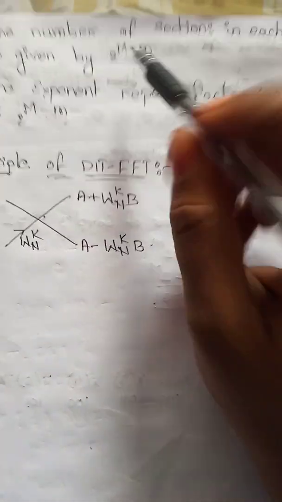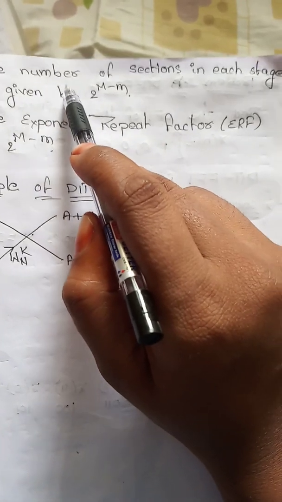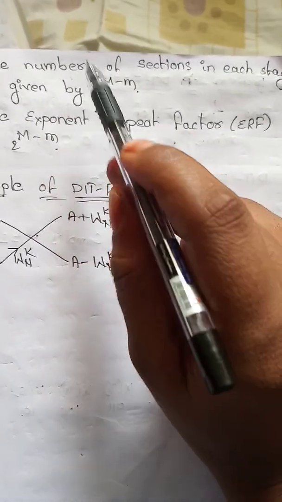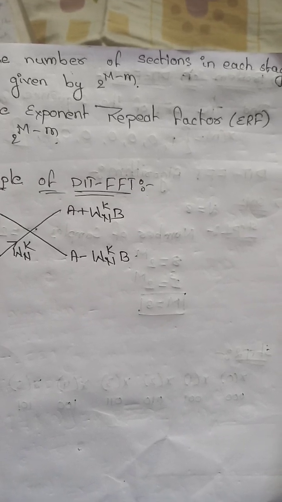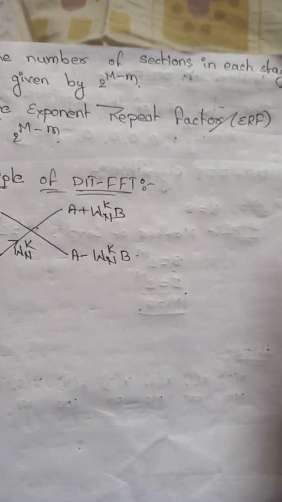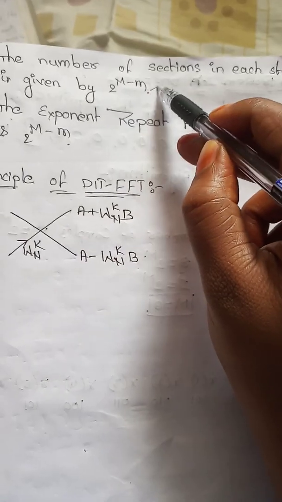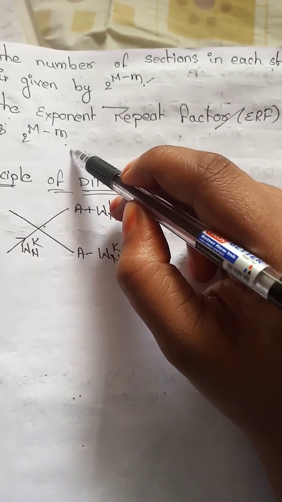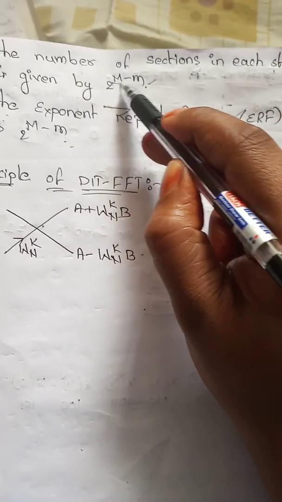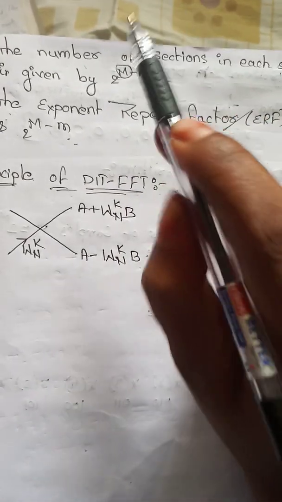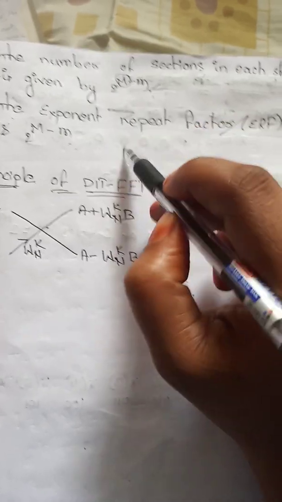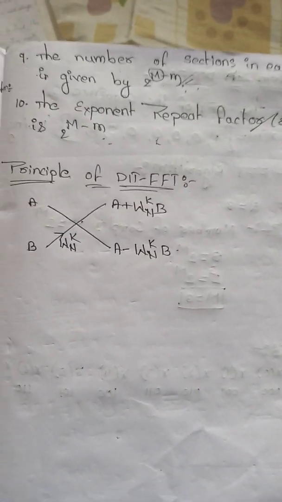Next, steps 9 and 10. These steps are used to find the number of sections in each stage and at the same time how many times the factor will be repeated. The formula is 2 power capital M minus small m. Already we know capital M is an integer and small m is the stage index. Here also small m will change for the stages.